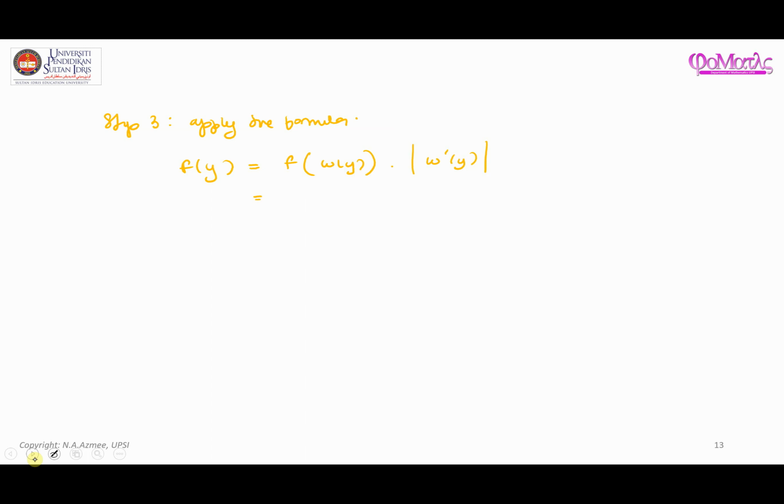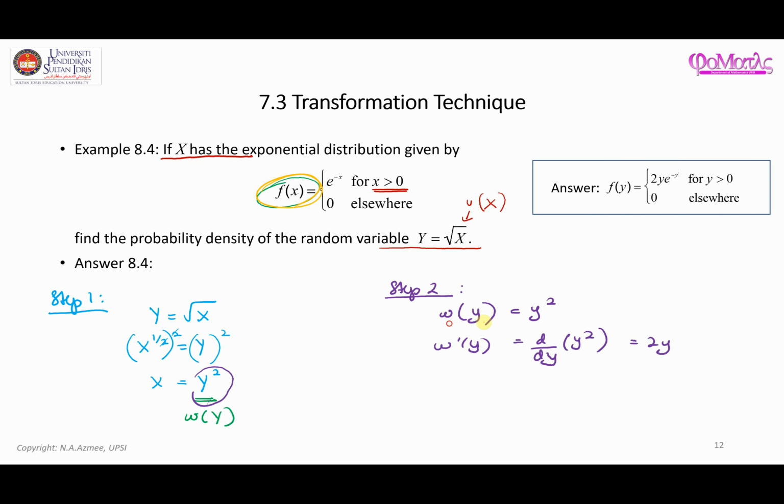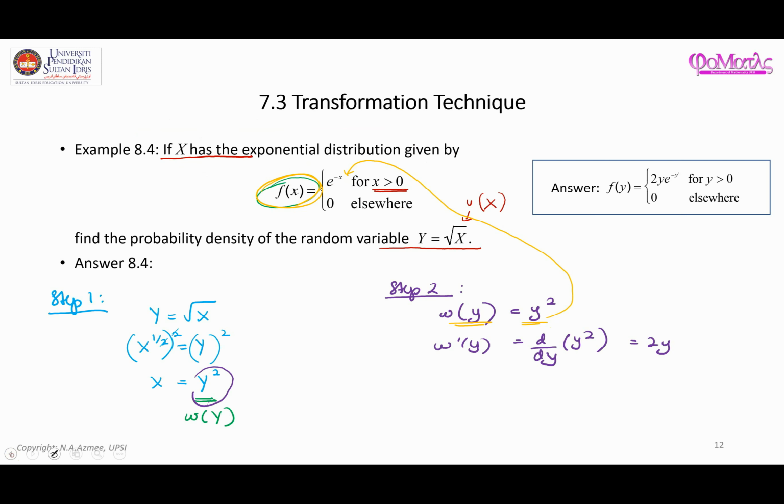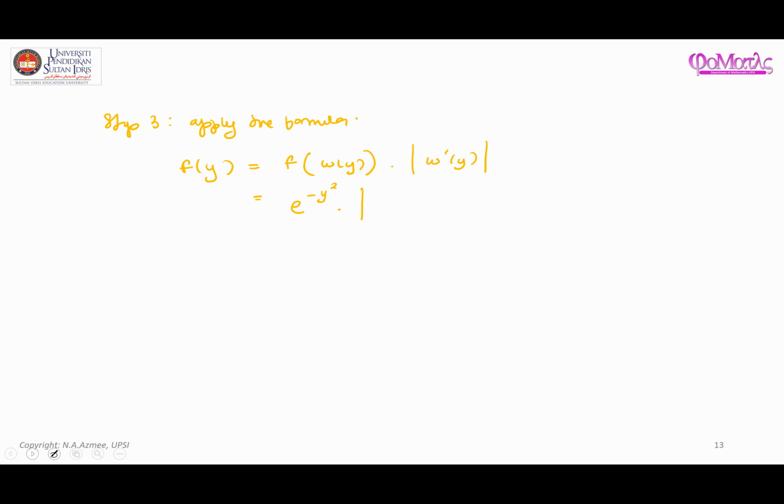So what is w(y)? Well, this is y squared. You're going to substitute it right in the x position. So here we have e to the negative y squared, times the result of the derivative, which is 2y, so we need to find the absolute value of 2y. The absolute value of 2y is 2y, so just write down the result and we are done.